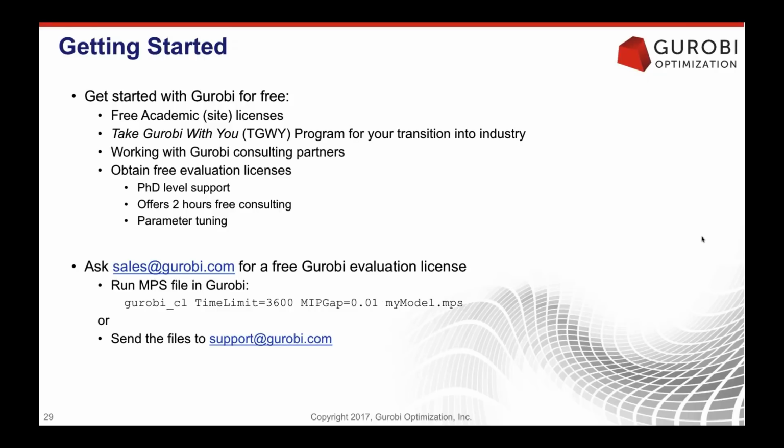There's also one more thing that we can do. Sometimes it's a good idea to tune the algorithms a little bit to your problem. So if you want us as part of your evaluation, we can also help you in doing some parameter tuning. So we can take a look at your model and recommend something. In order to get an evaluation license, it's quite easy. Just send an email to sales@gurobi.com. Let us know what you need and what you are planning.